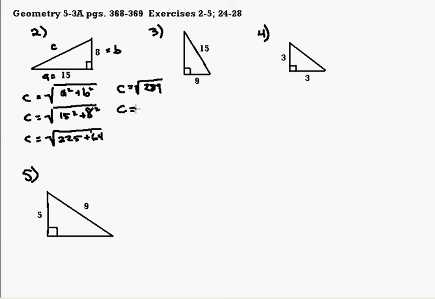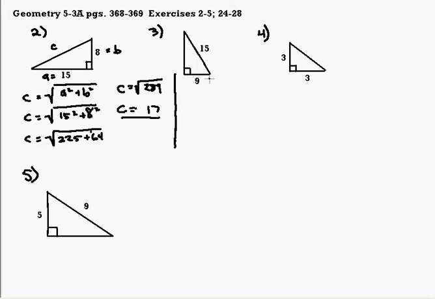So C is equal to the square root of 17. Alright, so that's the answer for C. Now, if I ask for, no, excuse me, that's not right at all. It's not the square root of 17. It's just 17. C is equal to 17. Done. Okay, let's try the next one.